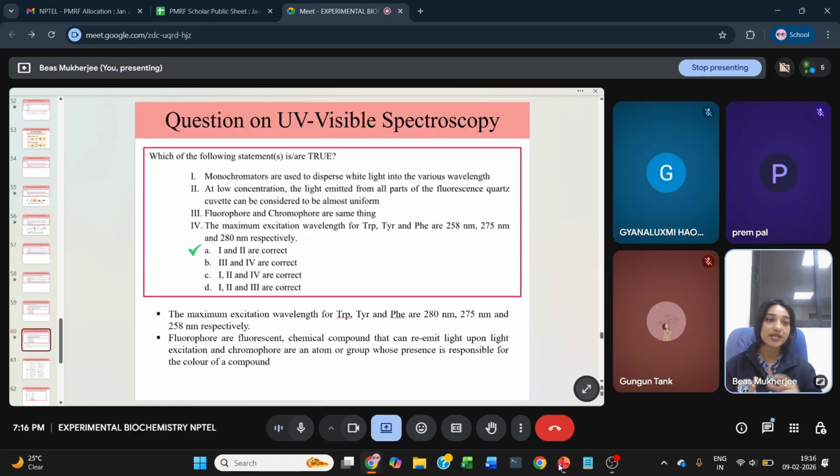And you can check the wavelength. I am not sure about the wavelength. I'll have to read about that too. But it is definitely not a chromophore, because not all proteins are colored. Only RFP, GFP, YFP, etc. are colored proteins, but not all proteins are colored. So chromophore would not be the right answer in the previous one. And see, fluorophores are fluorescent chemical compounds that can re-emit light upon excitation, and chromophores are an atom or group whose presence is responsible for color of the compound.